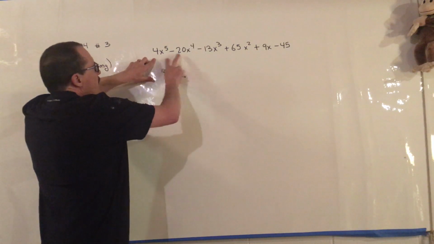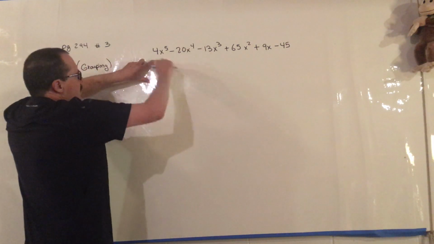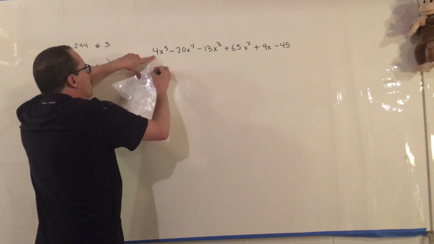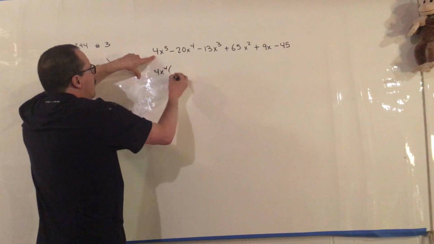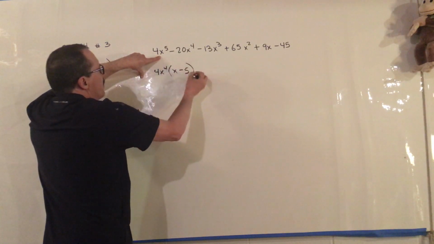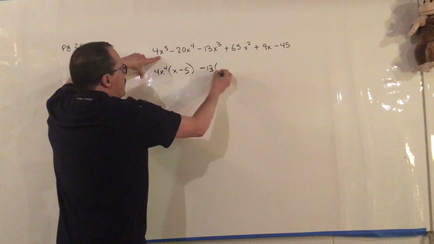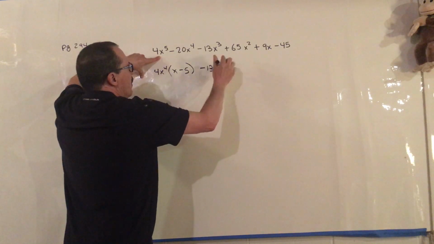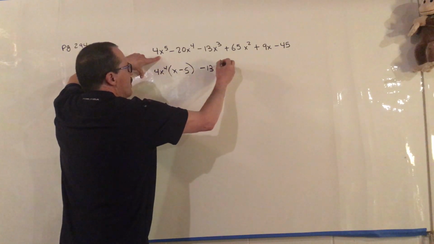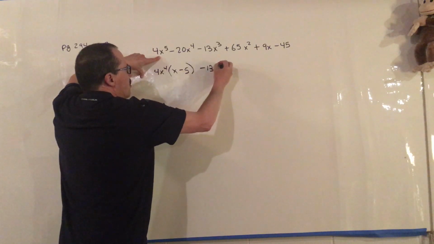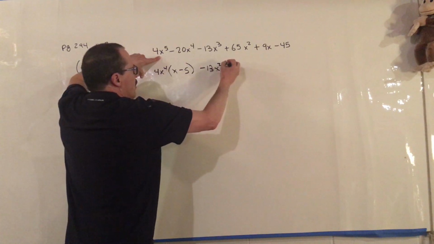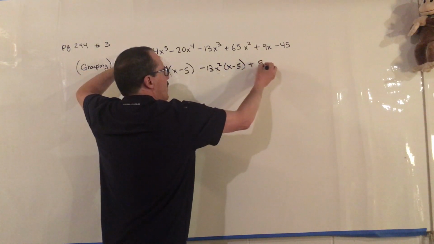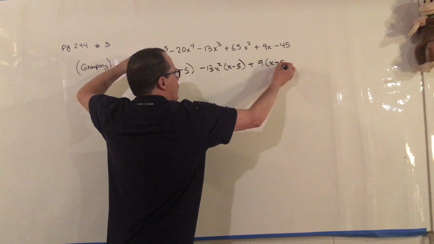Okay, so what you want to do is you notice there's 2, 4, 6 terms, and so every time there's 2 terms, you want to group them together. So by grouping these two together, I find out that the GCF is 4x to the 4th, and then it'd be times x minus 5. This one, the GCF is negative 13, and then it'd be x squared. Whoops, I'm sorry, just x. Because right here, I needed 13x squared, and then you'd have x minus 5. And then plus, in this one, it would be 9 times x minus 5.